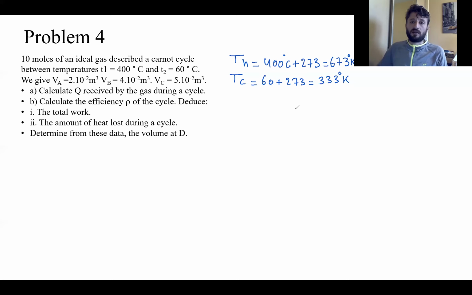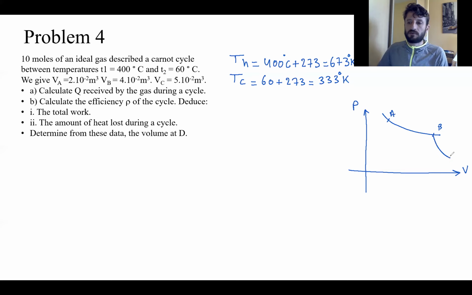Okay, it's like this. If you put a PV diagram, we have P and V. In general, we have the point A to B, from B to C, from C to D, and from D to A. So AB and CD are isothermal, and BC and DA are adiabatic.